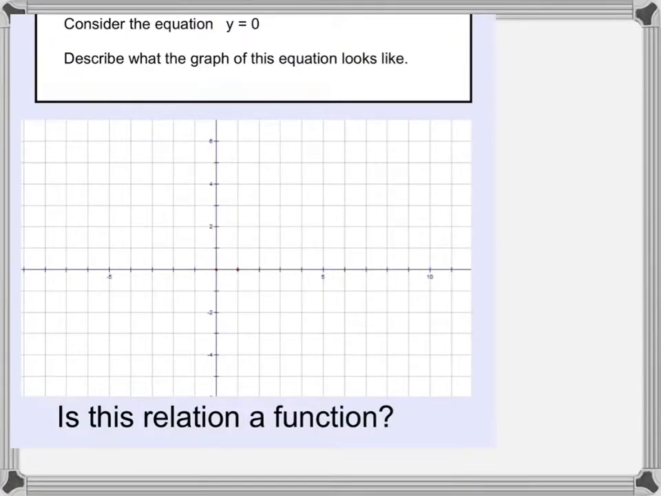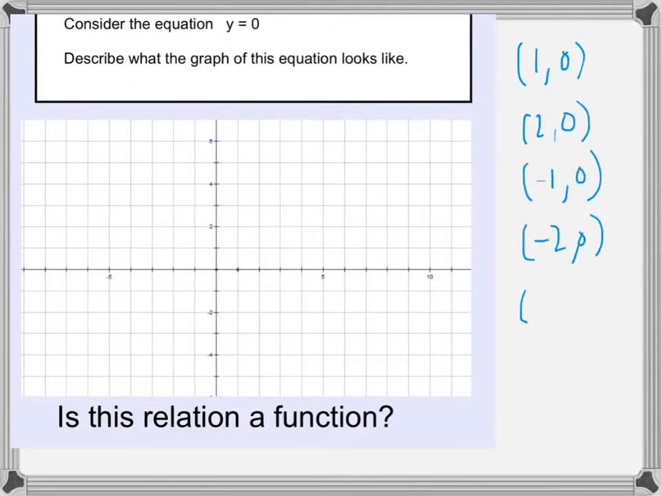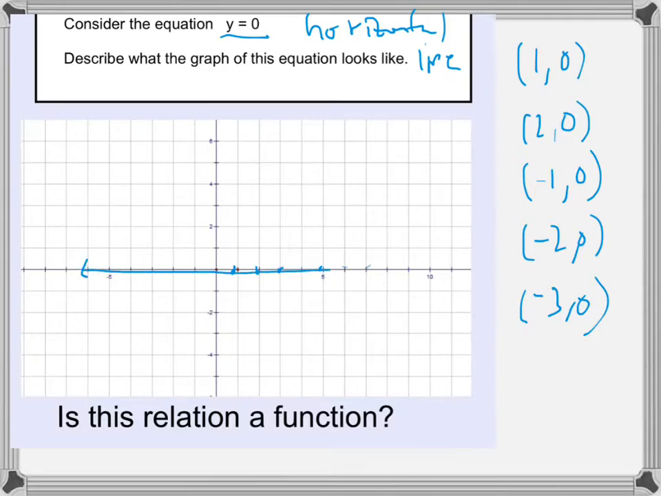Let's look at the equation y is equal to 0. So this equation would have different x-coordinates, but the y-coordinates would always be 0. Okay, and we said that when it's y is equal to a constant, this is a horizontal line. So we have (1, 0), (2, 0), (3, 0). So it turns out that this line right here is the x-axis. So another way to describe the x-axis is with the equation y is equal to 0. And this line is a function because it passes the vertical line test.